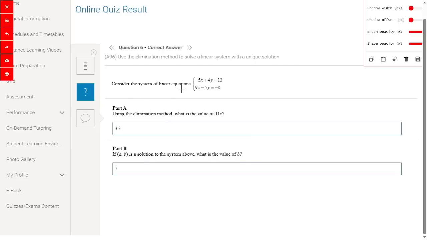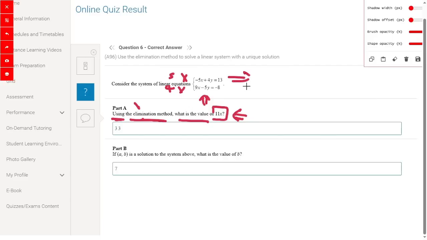Consider the system of linear equations: minus 5x plus 4y equals 13 and 9x minus 5y equals minus 8. Part A, using the elimination method, what is the value of 11x? Using the elimination method means we need to eliminate y. So we have here 4y and minus 5y. To eliminate y, we need to multiply this equation by 5 and this equation by 4 to get 20.